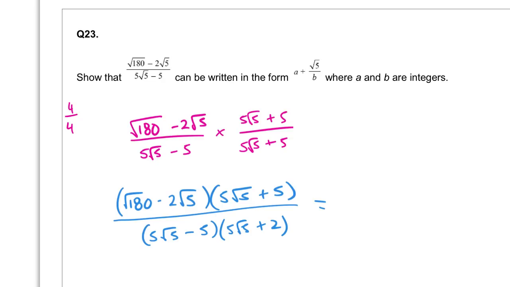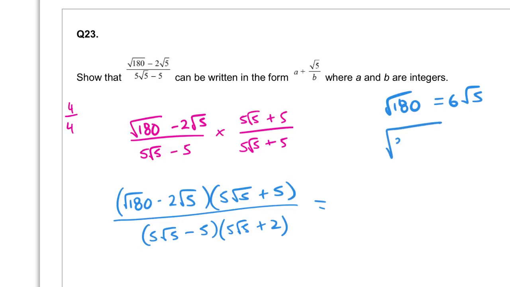Now it's show that. So I think what we should do first is, because when I put this into my calculator, it gives me 150, which is essentially cheating, because it wants you to show. So what is root 180? Let's just put that into your calculator. If you put root 180 in, you're going to get 6 root 5. You can simplify it to that.